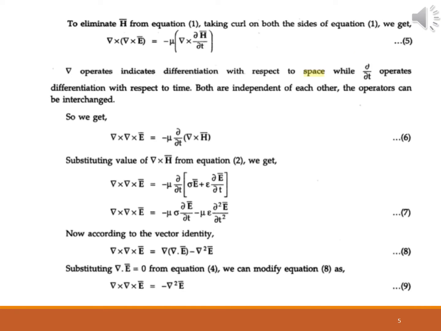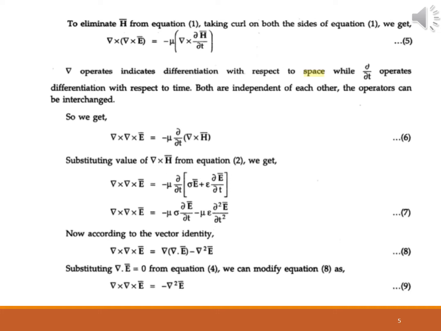So now what we're going to do is to eliminate H from equation 1. What is equation 1? In the previous slide we've just written that del cross E is equal to minus mu dou H by dou t. That is your equation 1. So to eliminate H from equation 1, on both sides of equation 1, we're going to apply the curl.